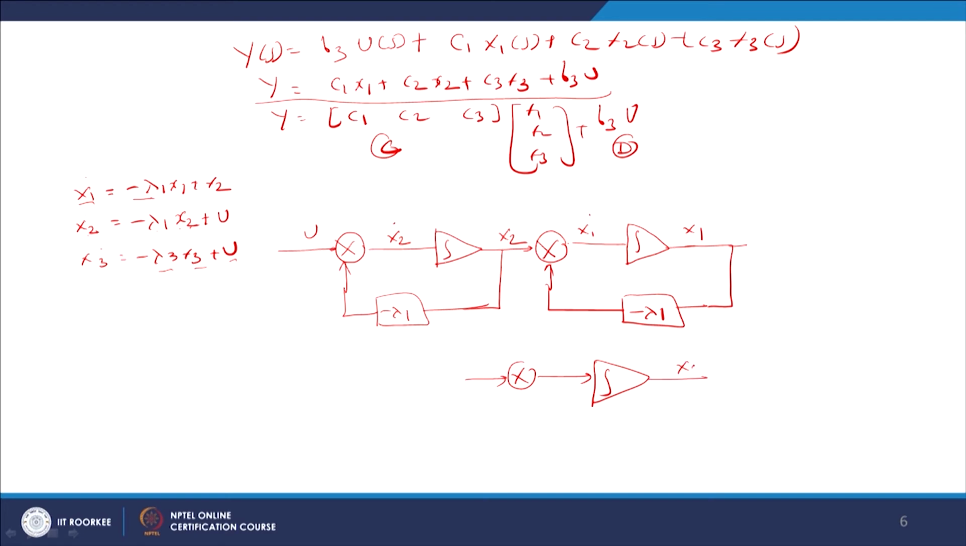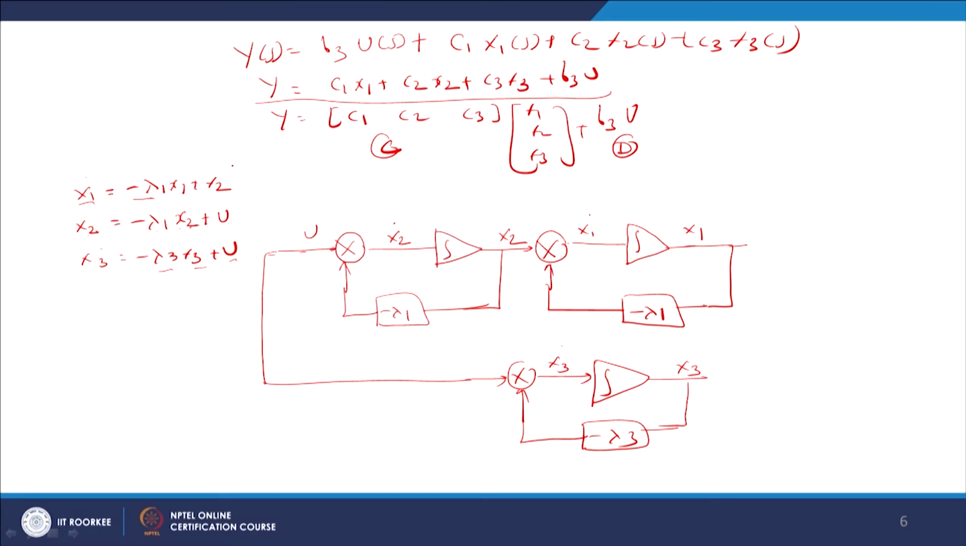So, here this is x3, here x3 dot and here we are showing minus lambda 3. So, we have shown minus lambda 1, minus lambda 1, minus lambda 1, then another is minus lambda 3 and here x3 dot equal to minus lambda 3 x3 plus u. Now, here u, this is also u, this is also u, so we can combine it.